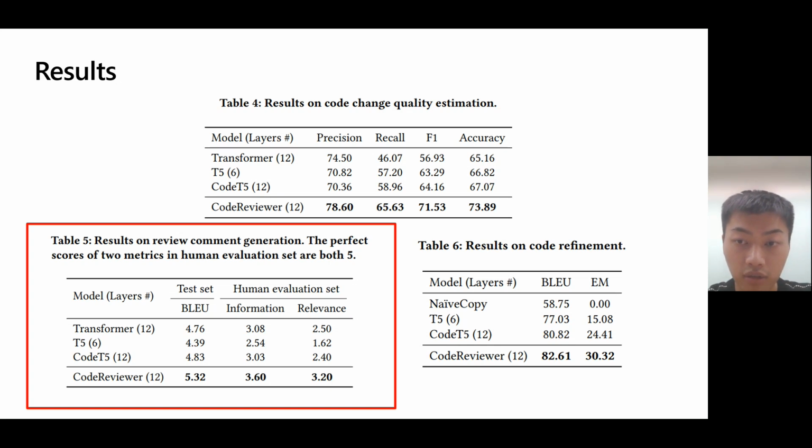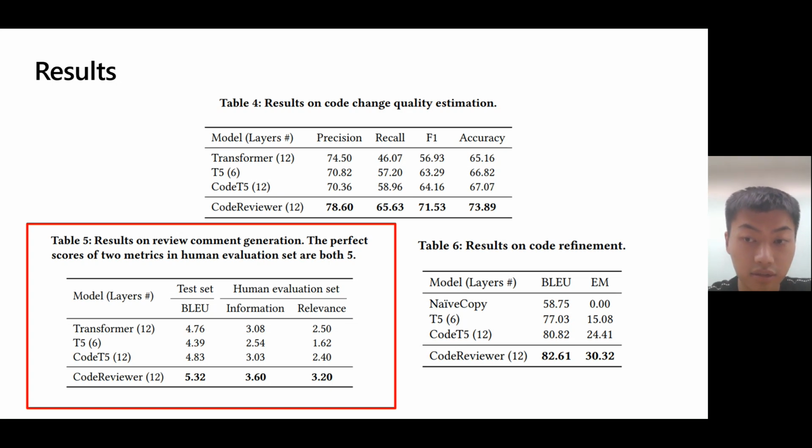So we evaluate our model predictions in 2 aspects by human annotation. The first aspect is the information, which is to evaluate how much information the author can get from the comment. An expected review should be a clear comment. And the second aspect is the relevance, which is to evaluate the relevance between comment and code change. A good code review should talk about the code diff only.